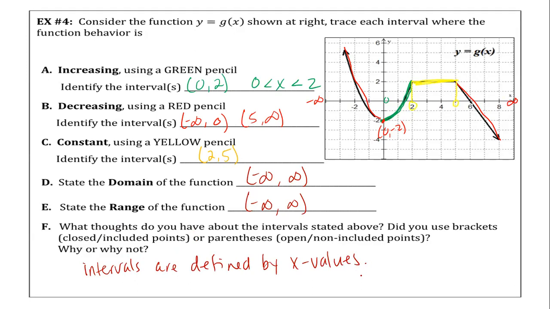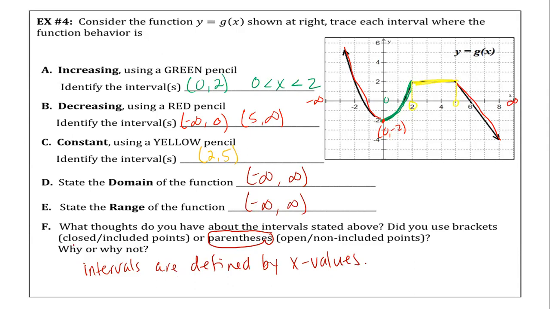Did we use brackets or parentheses? We use parentheses. I was taught that we use parentheses because you're not saying it's equal to something, right? I'm at 2 and I'm at 5, and at 2 and 5, I'm not increasing or decreasing. I'm just starting and stopping. So that's why we use parentheses, because I'm saying this is where I start and this is where I stop. I'm not saying I'm equal at 2 or at 5.